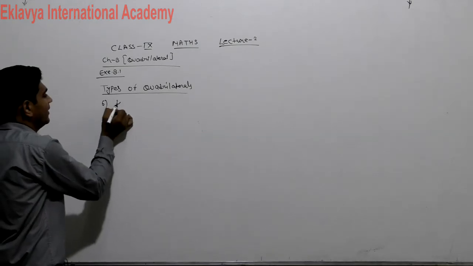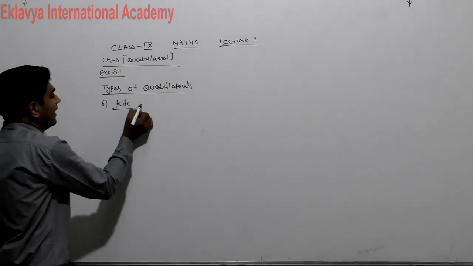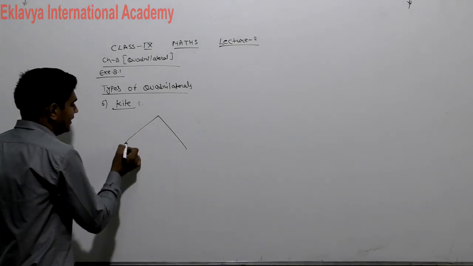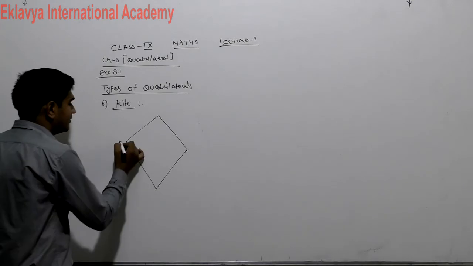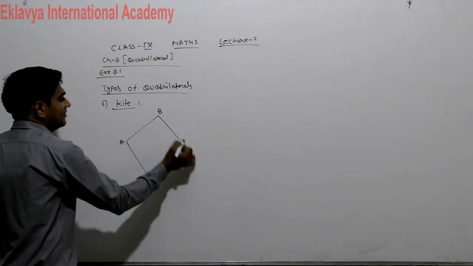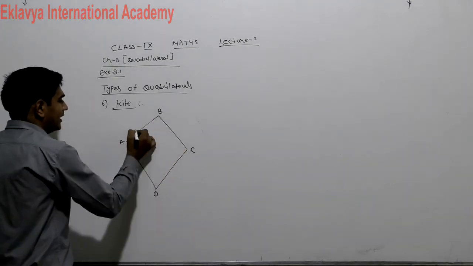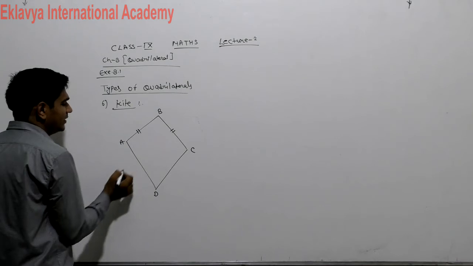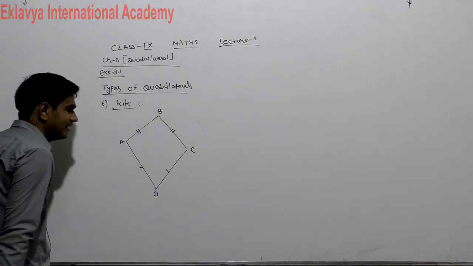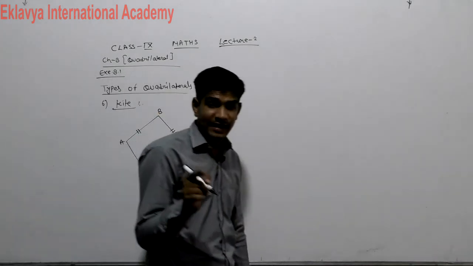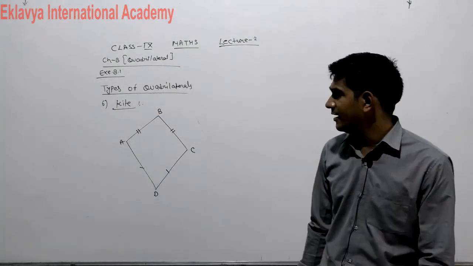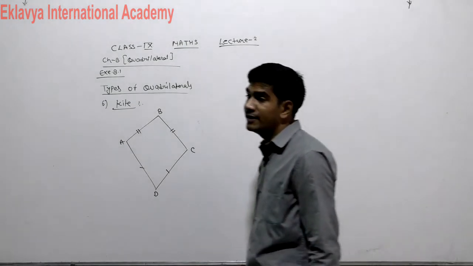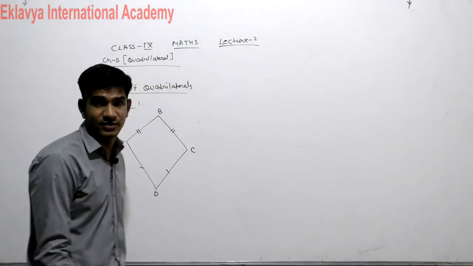Sixth one is kite. Kite is also a quadrilateral in which its adjacent sides are equal. AB is equals to BC and AD is equals to DC.